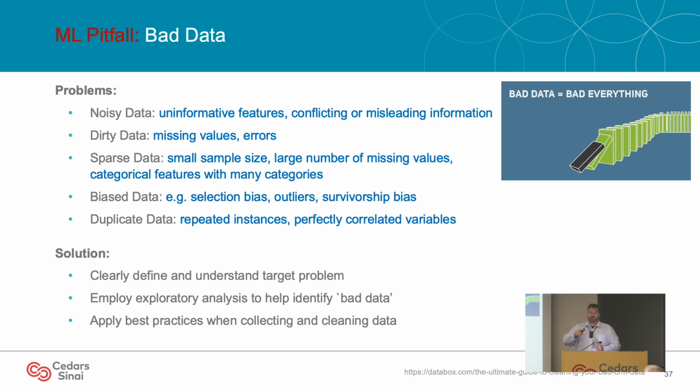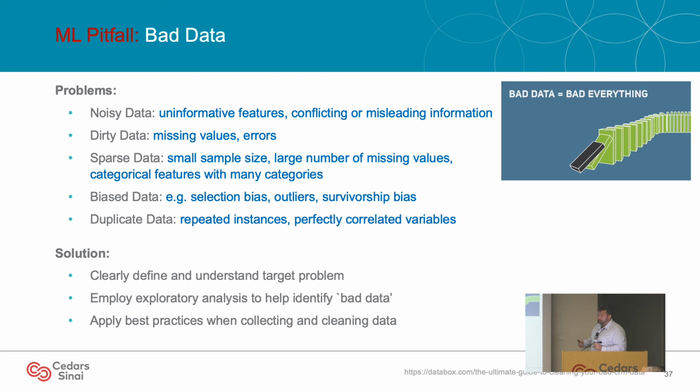Our first pitfall. Every once in a while, I'm going to talk about a pitfall. Bad data. Bad data can lead to bad everything. Almost certainly will. What do I mean by bad data? What are some problems that are common in data? Noisy data. By this I mean, have you included uninformative features, conflicting or misleading information? Dirty data. Are there missing values? Are there errors in the data from when you collected it? Sparse data. Maybe you only have a very small sample size. There's a large number of missing values. Or maybe you have categorical features with so many categories that there are very few examples of each category.